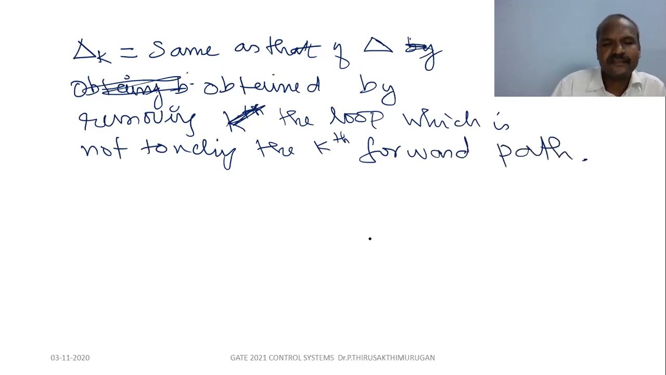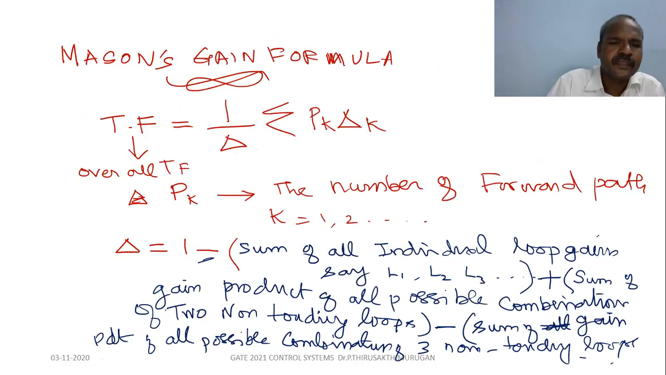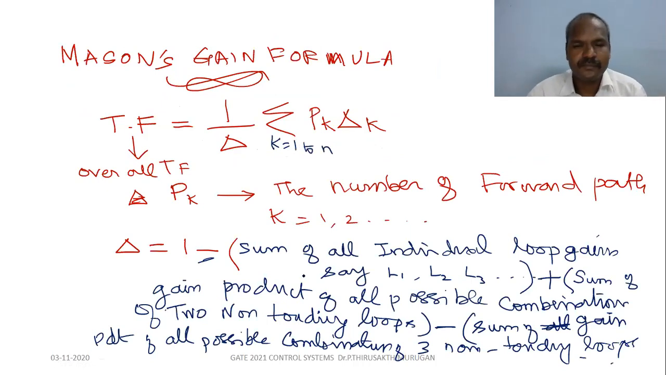Actually, suppose there are three forward paths. We will discuss with some example how to determine delta K. Very simple, if you do some analysis. So what is Mason's gain formula? 1 by delta, the sum from K equal to 1 to n, that is, 1 forward path to n forward paths, of P suffix K and delta suffix K.